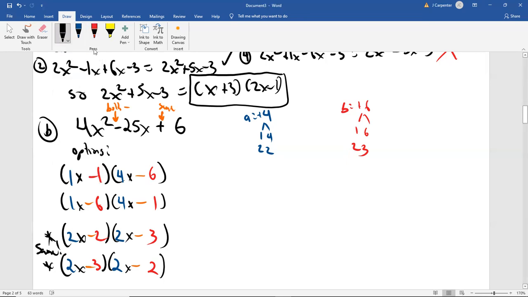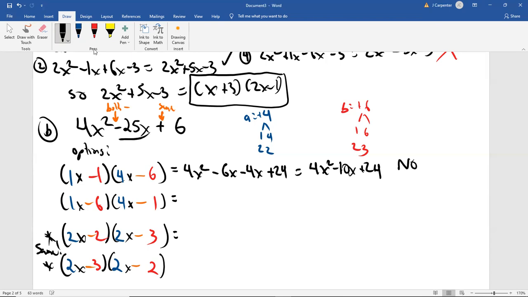So there's really only 3 options here. Well, let's FOIL these bad boys to see which one works. X times 4x would be 4x squared. X times negative 6 would give us negative 6x, right? Negative 1 times 4x would be a negative 4x. Negative 1 times negative 6 is a positive 6. Combine like terms, 4x squared minus 10x plus 6, and that's a no.